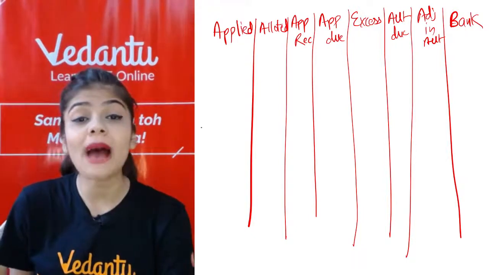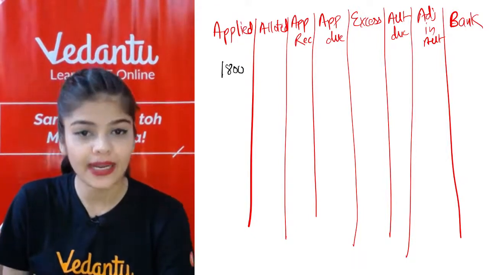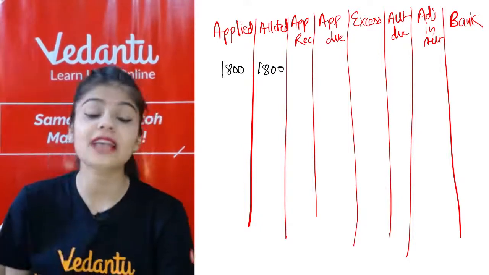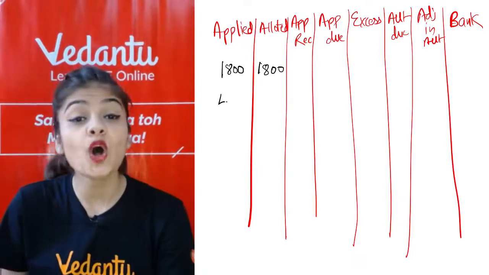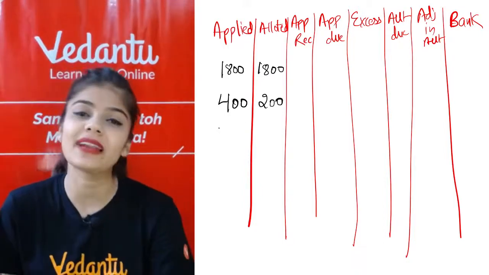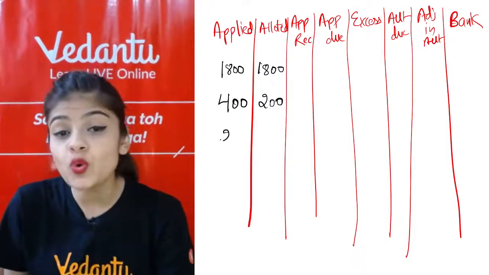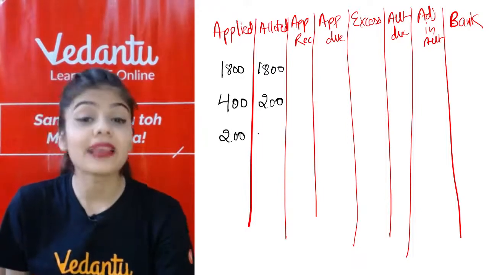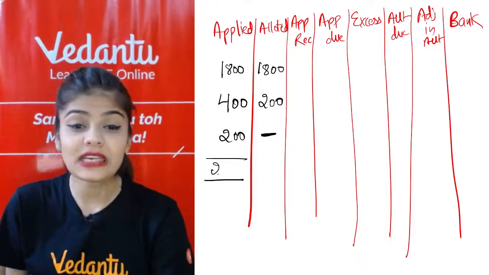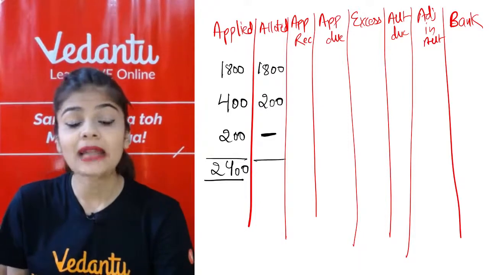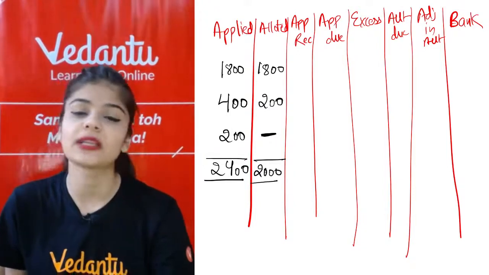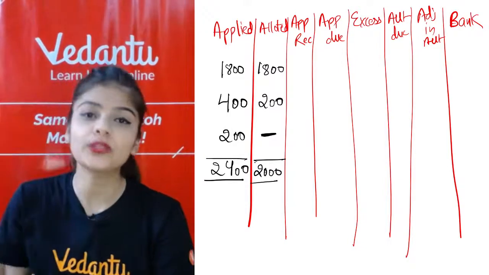So those who applied for 1800, they were accepted in full. It means 1800 debentures have been allotted to them. Those who applied for 400, they have been issued 200 debentures. And those who applied for 200, they were rejected. So total applications received were 2400 and total debentures allotted are 2000.